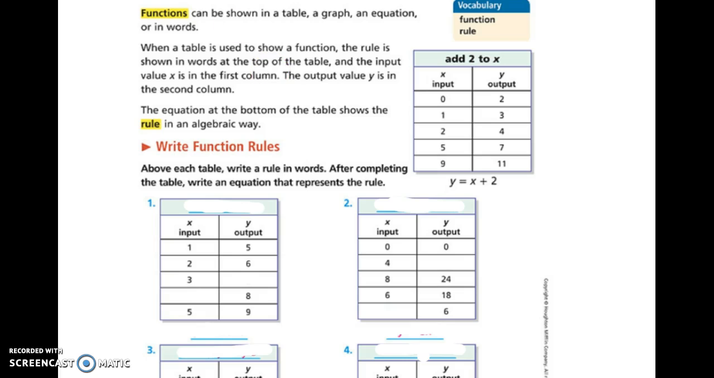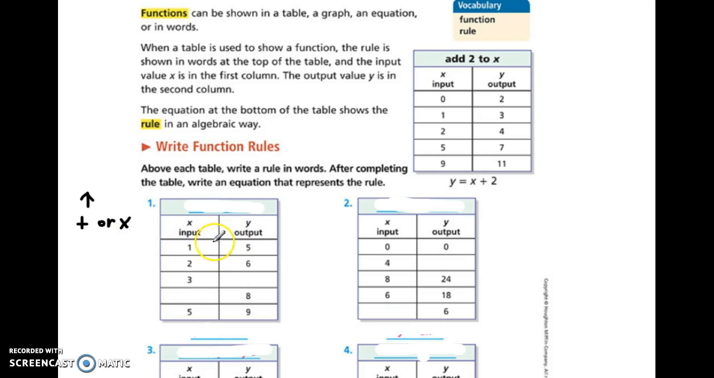A couple of things when you look at input-output tables, or the little machine that I like to call it. If the number is going up from my input to my output, so in this case it's going from 1 to 5, it's going up. There's only two ways we can go up in math. We can either add or we can multiply. So in order for it to go up, I'm either adding or multiplying something.